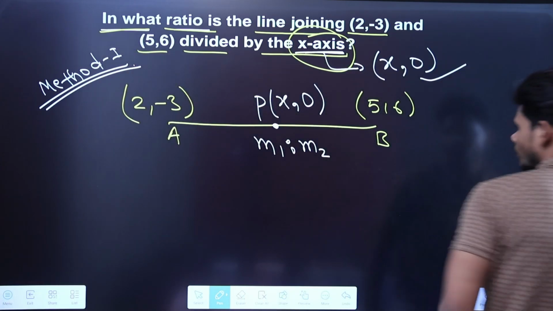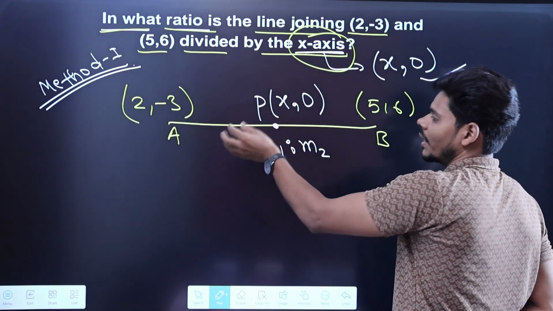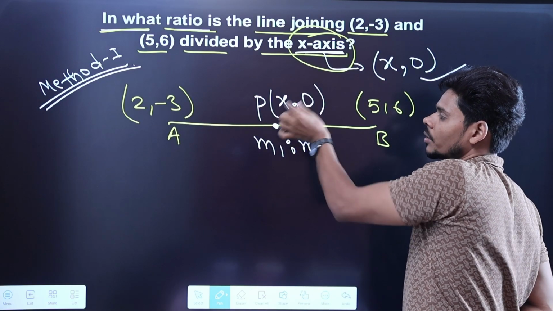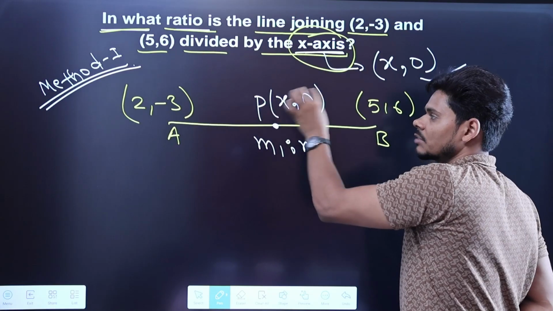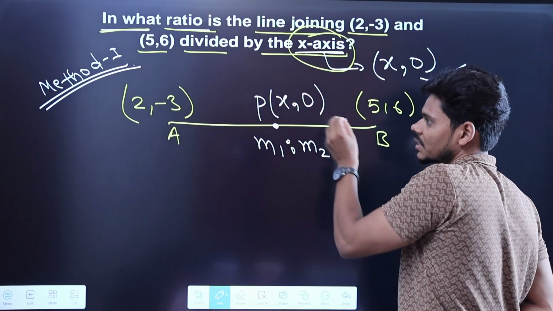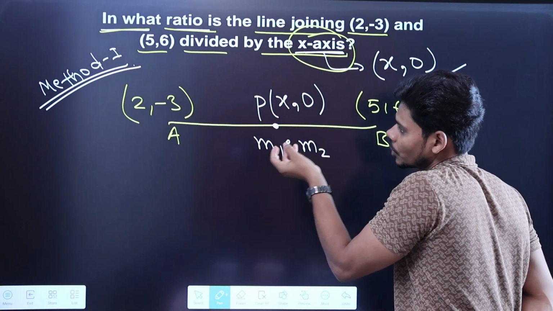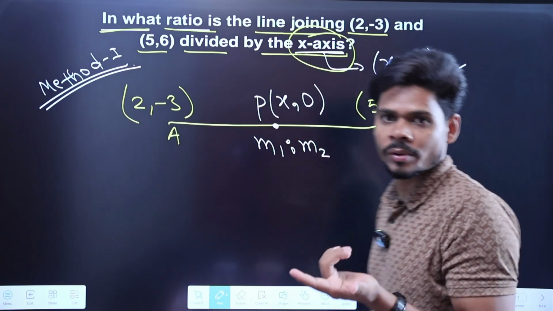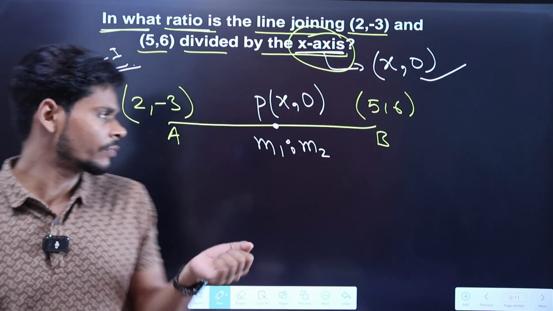Whenever you have to find the ratio, they will always give you this point. Either both the coordinates will be given or any one. Either they will say x-axis or they may say y-axis. In that case it will be 0 comma y. In case of y-axis, the x value will be 0, no problem, right?